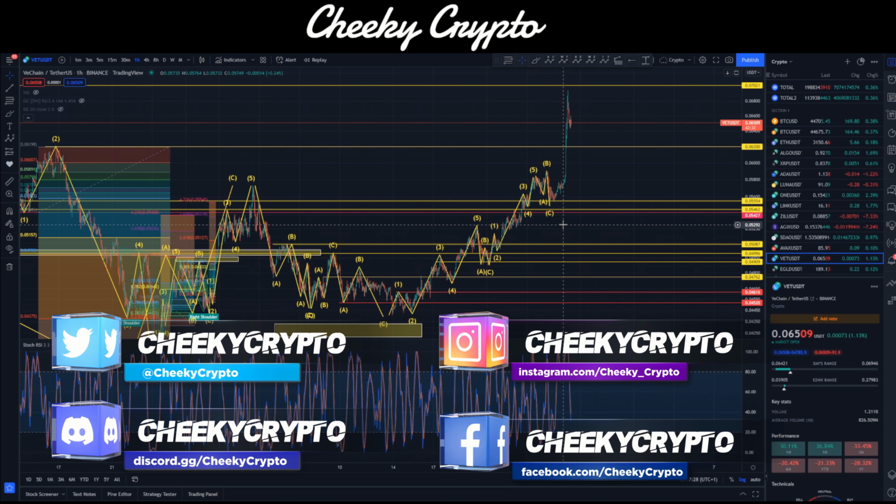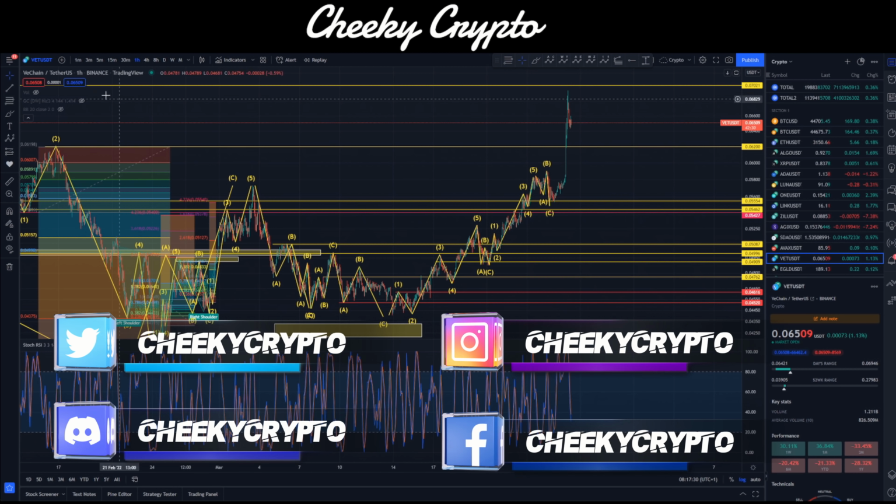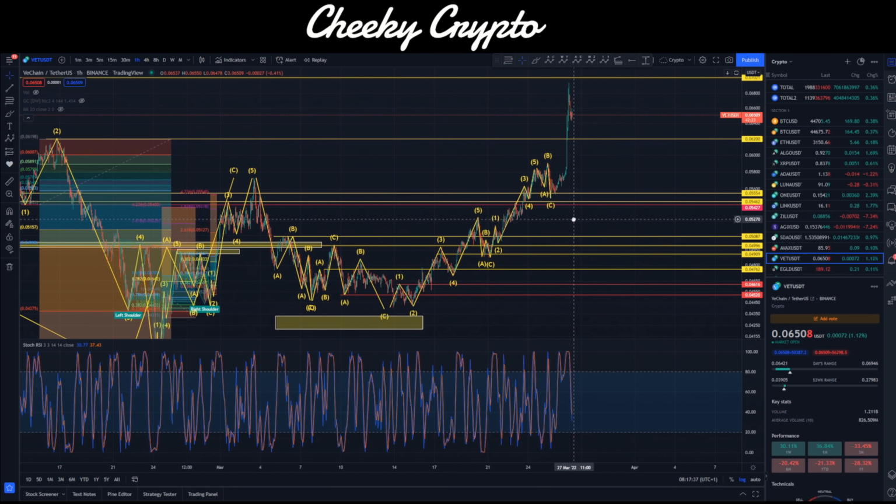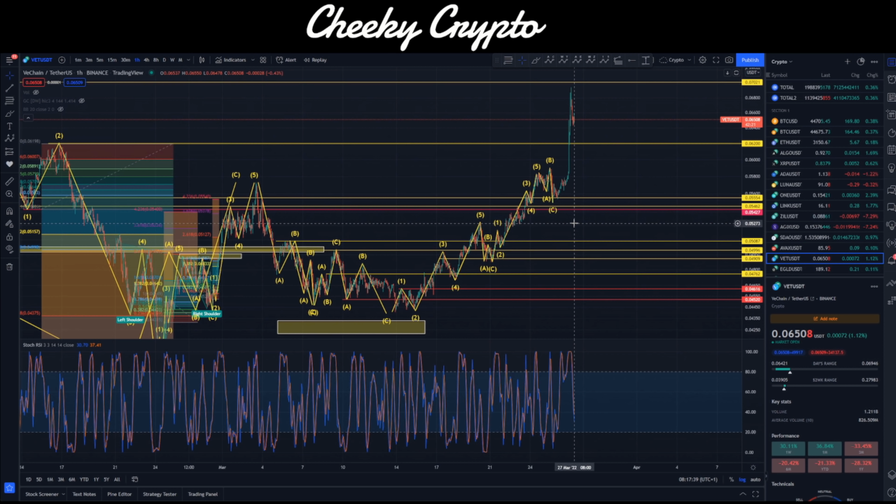With all that said, done and out of the way, let's jump on down into the charts here and take a look at what has been going on most recently with Vechain. So we're just going to start things off, guys, with the hourly chart. We are using Binance and we're paired up with USDT. So if you want to replicate the charts, those are the conditions that you need to put in.